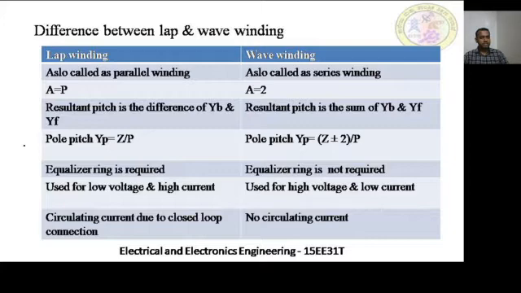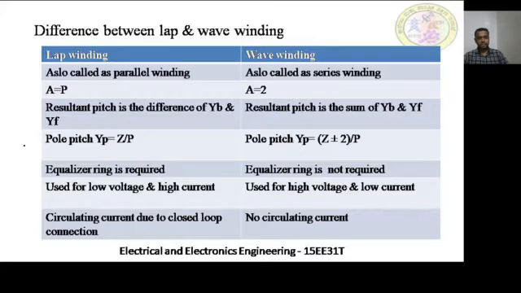Next, pole pitch. Pole pitch Yp is equal to Z by P. Here Z means the number of armature conductors and P the number of poles. But in case of wave winding, Yp is equal to (Z plus or minus 2) by P, since dummy coils are present now, hence we go for plus or minus 2.